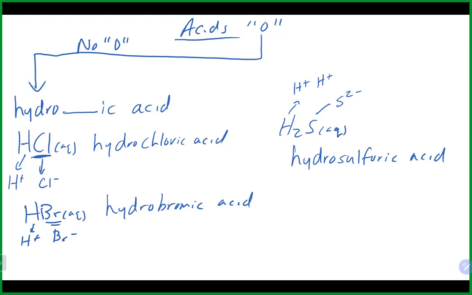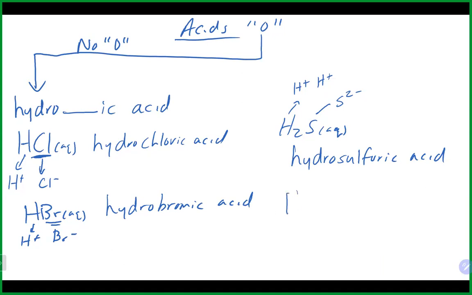So hydro, which people want to use on every acid name, is only for acids that do not have oxygen involved. So if there's no oxygen involved, it should start with hydro and end with ic, and the middle part should be the negative guy's name, filling in this space there in the middle. Any questions on that one?